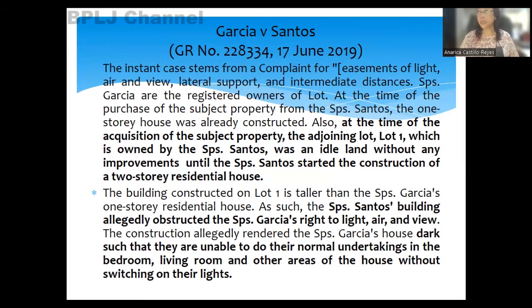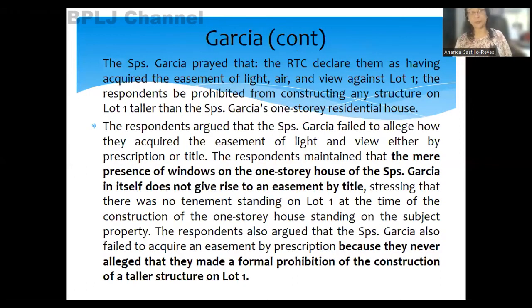At the time of the acquisition of the subject property, the adjoining lot, which is owned by spouses Santos, was an idle land without any improvements until the spouses Santos started the construction of a two-story house. As such, the spouses Santos' building allegedly obstructed spouses Garcia's right to light, air, and view. The construction rendered the spouses Garcia's house dark, such that they are unable to do their normal undertakings in the bedroom, living room, and other areas of the house without switching their lights.